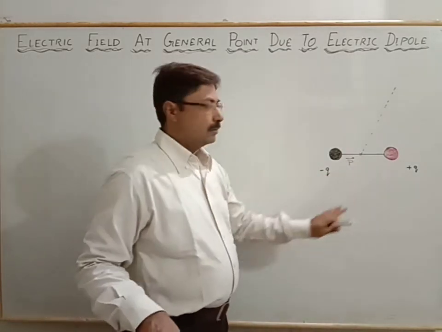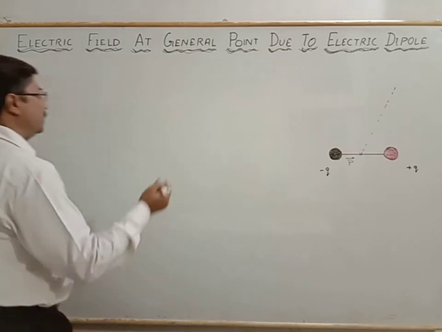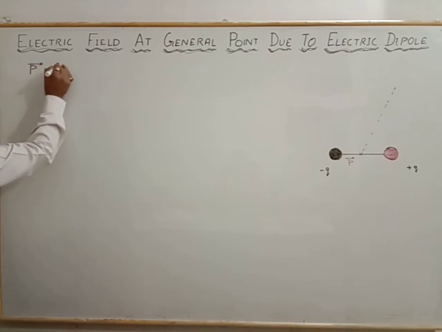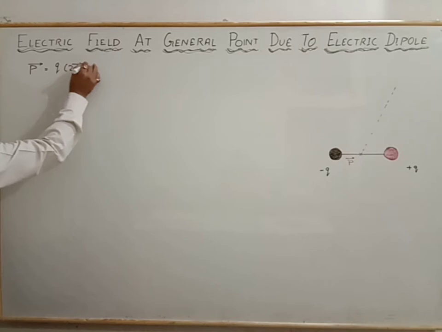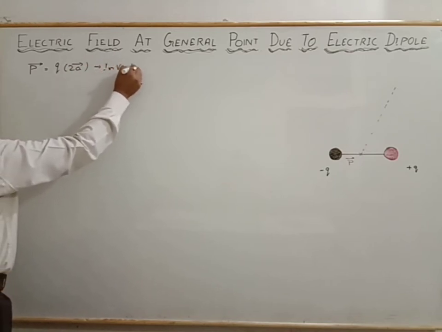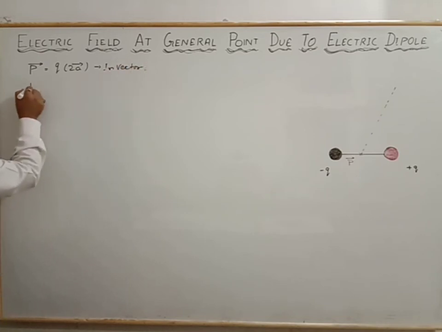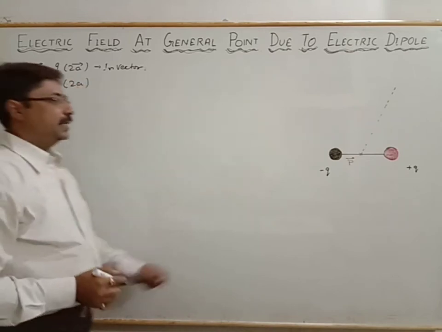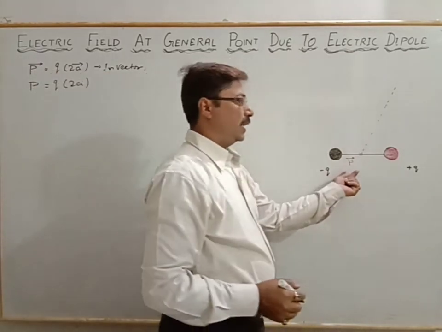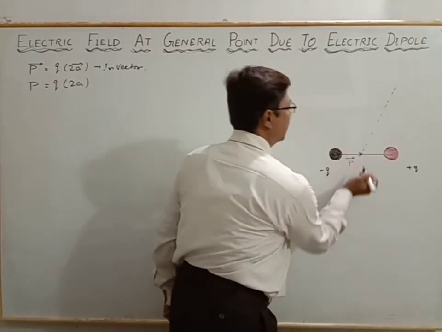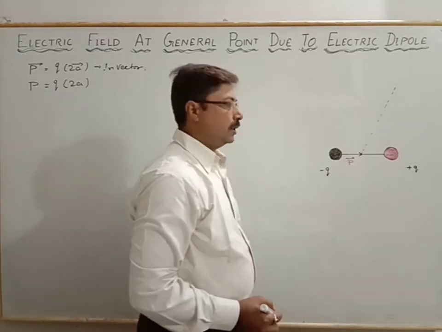This is the relation. Now we know that the dipole moment P vector is equal to q into 2a vector. That is in vector form, and in magnitude it is represented as P equal to q into 2a. We know that the direction of the electric dipole moment is from negative to positive, and the direction is given here like this, from negative to positive.